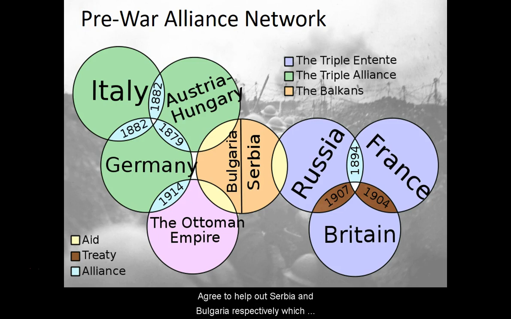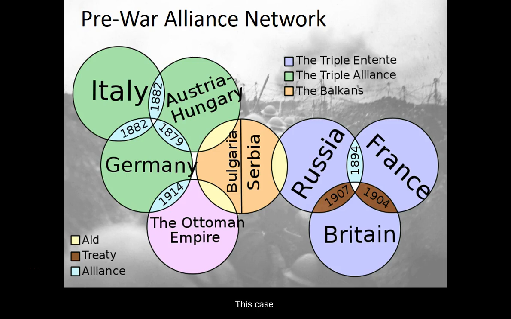Austria-Hungary and the Ottoman Empire, and Russia, agree to help out Serbia and Bulgaria, respectively, which are in the Balkans. And this is going to lead to the spark. So we see four main causes: militarism, imperialism, alliances, and nationalism. But there's always a spark, something just crazy and outrageous that ends up starting the war.